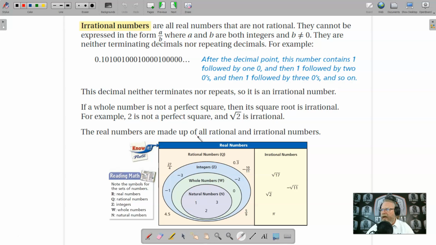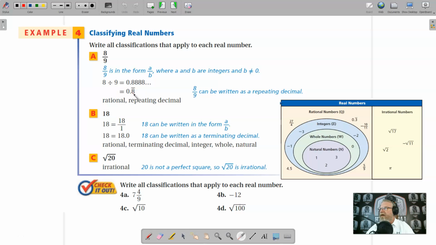The real numbers are made up of all rational and irrational numbers. So any numbers that fall into any of these categories are going to be real numbers. The only numbers that aren't real numbers are imaginary numbers. So here we are, classifying real numbers. Write all classifications that apply to each number.